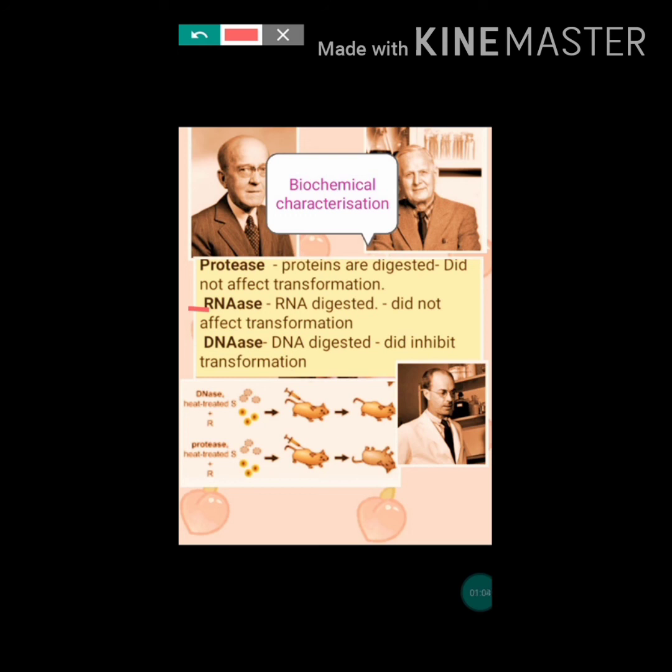Then in the third case they used another enzyme, that is DNase enzyme. Then all the DNAs are digested. Then this mixture is injected into the mouse. Then after that it inhibited transformation. From this experiment they concluded that DNA is the genetic material that helps in transformation. DNA is the genetic material that helps in transformation.